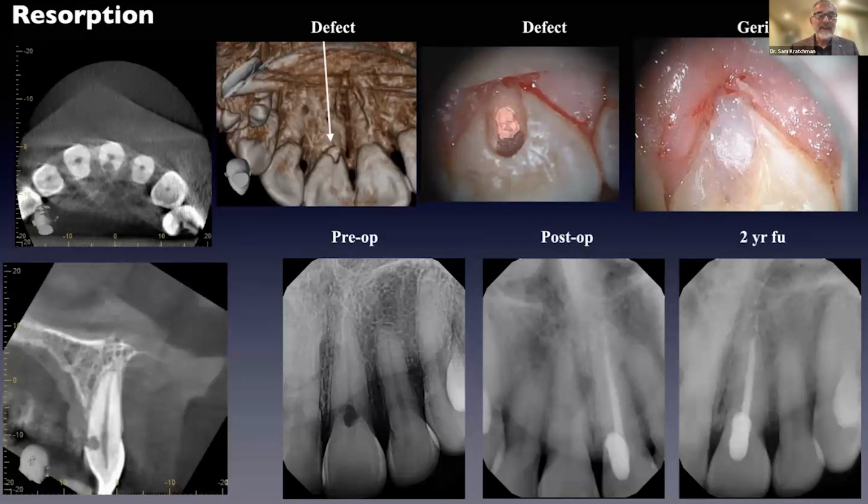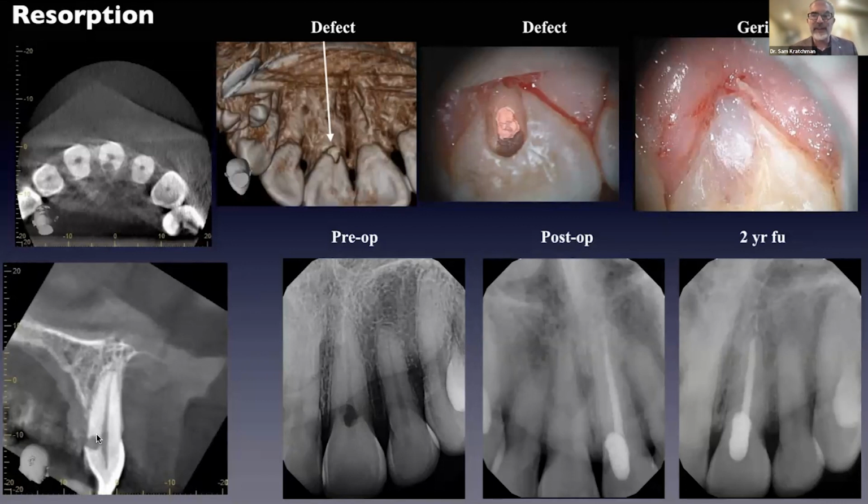Now, the important thing is resorption is one of the main reasons you have to take a cone beam. You know why? Because you have to determine not only the extent of the resorption, but the location. When you look at a pre-op periapical film, I can't tell if this is on the buccal or palatal or how deep it is. The cone beam shows this is on the palatal aspect of the tooth.